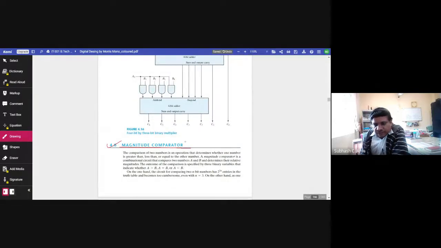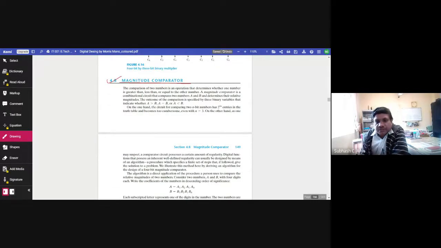A magnitude comparator basically is a comparator which compares the magnitude of two binary numbers. Suppose we have two numbers, A and B. If we compare these two, what may be the possible outputs? Three possible outputs may be there. One is A is equal to B, another is A is greater than B, and the third is A less than B. These are the possible outcomes in a magnitude comparator. Input is A and B, two numbers, and outputs are three.